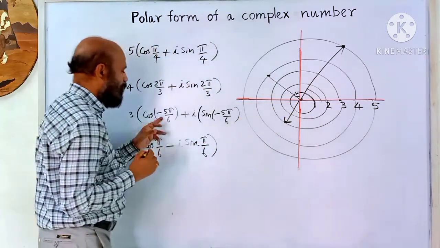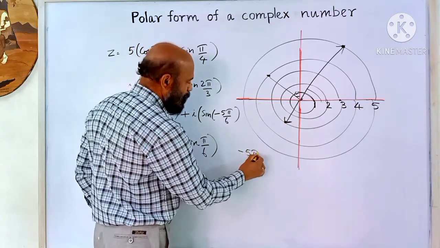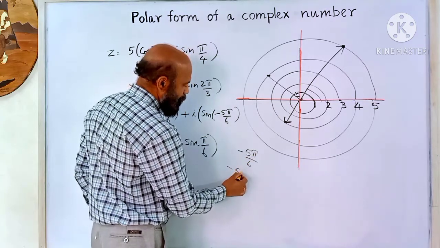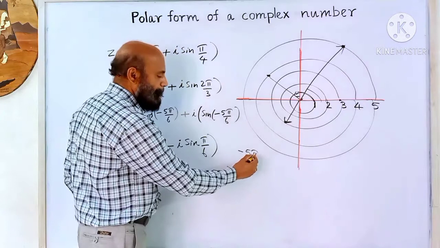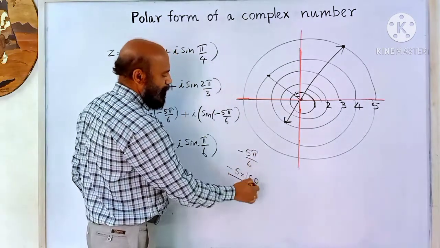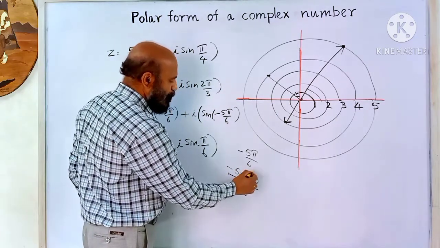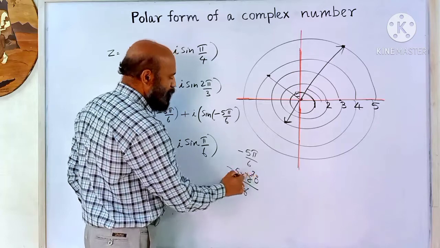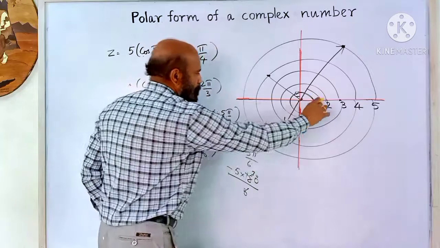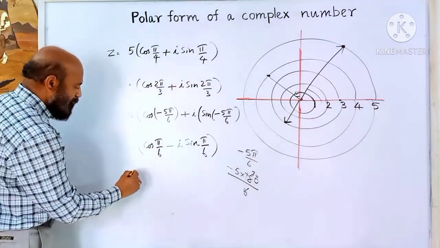Minus 5 pi by 6. Minus 5 into pi radians, that is 180 degrees, by 6. So minus 150. That is why it is here. Minus 150 degrees.